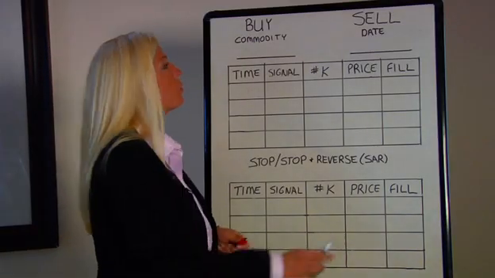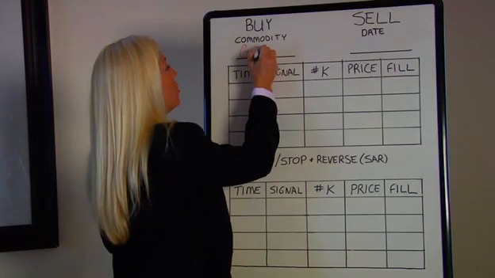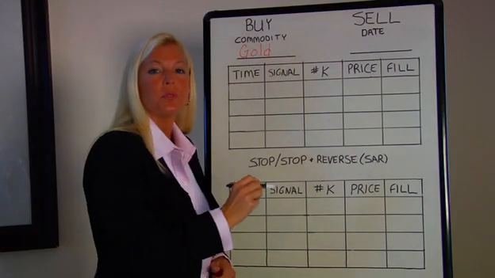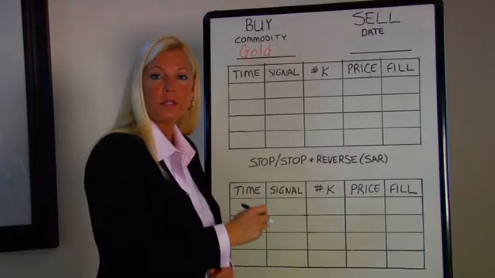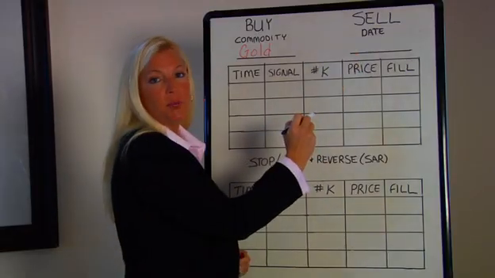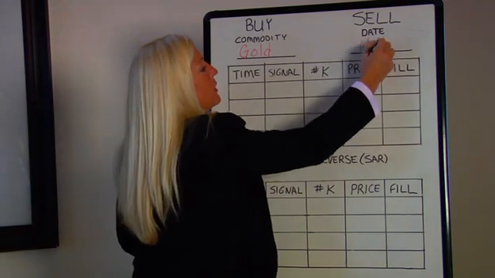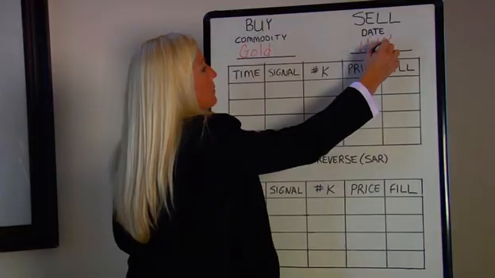First thing we're going to do is fill out what commodity. Today we're going to fill out, let's say, gold. And if you're trading stocks, you'll simply write the stock. If you're trading Forex, you would just write the pairs that you're trading. We then want to put the date in. Very important, we want to know what date that we are trading. So let's say we're trading 11/11, good numbers.